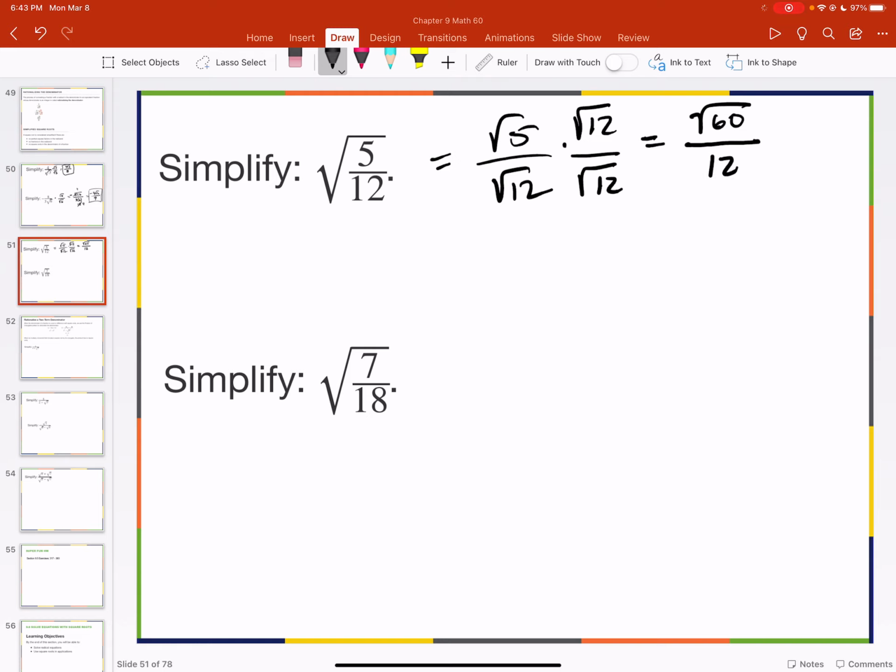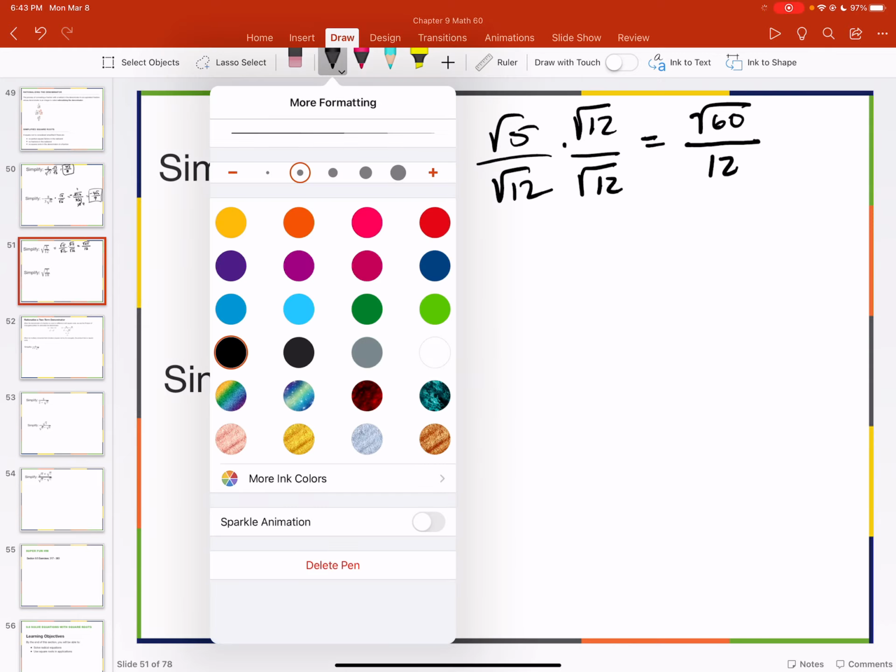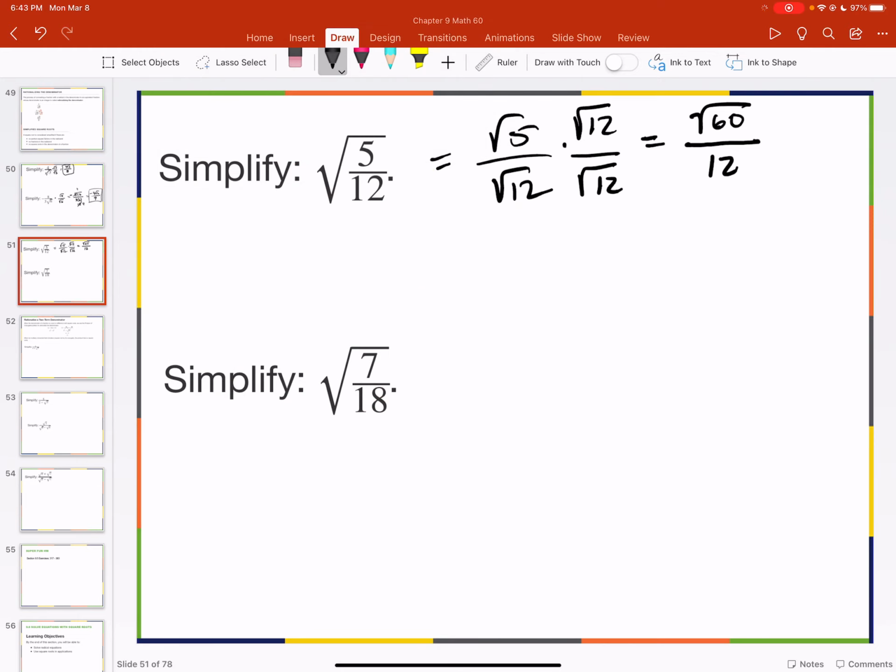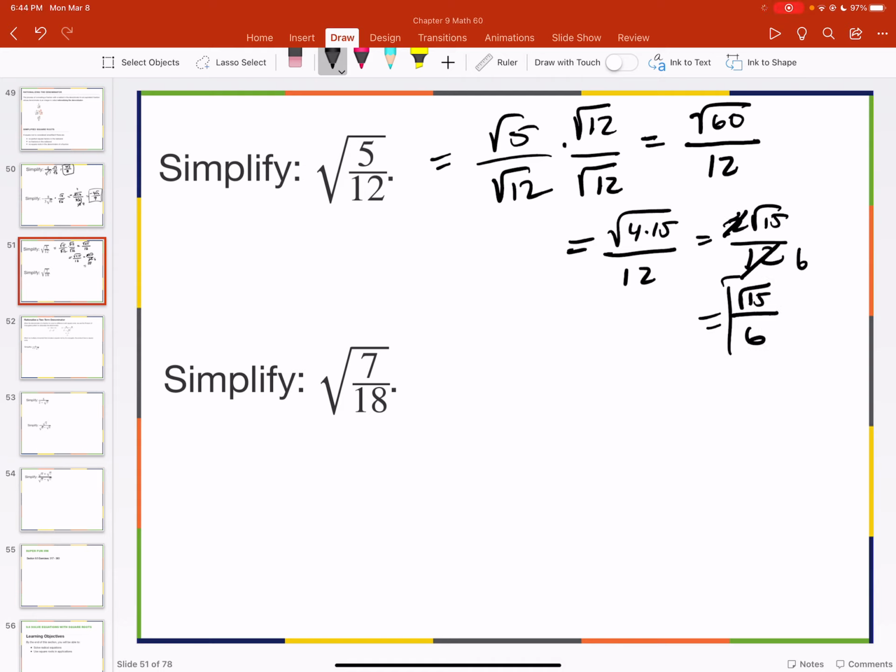Now, what are the factors of 60? So the perfect square that divides is 4. 4 times 15, right? So you get square root of 4 times 15, which is 60, over 12. That becomes 2 root 15 over 12. And you divide top and bottom by 2, you get the 2 canceled out on the top. You get square root of 15 over 6.